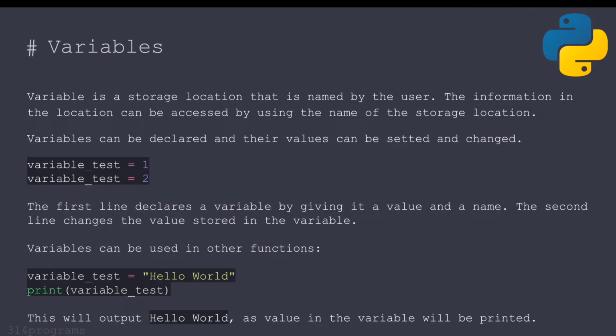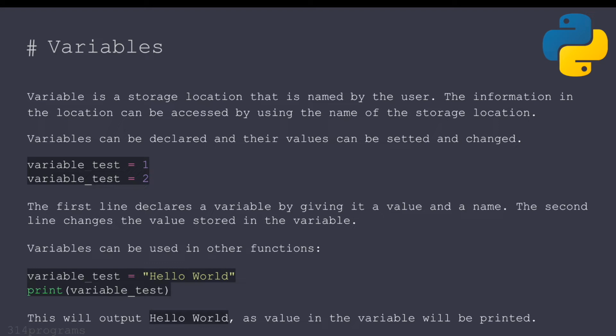A variable is a storage location that is named by the user. The information in the location can be accessed by using the name of the storage location. Variables can be declared and their values can be set and changed. The first line declares a variable by giving it a value of 1 and a name, which is variable test. The second line changes the value stored in the variable to 2.